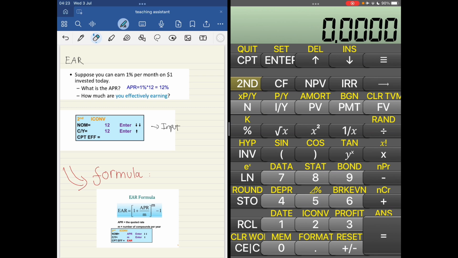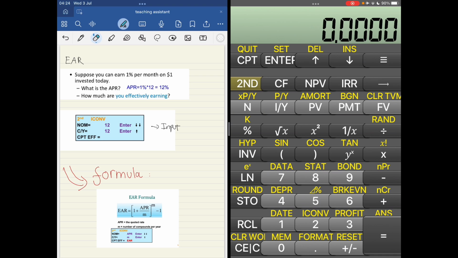For EAR, the formula is 1 plus APR divided by m, to the power of m, minus 1. M is the number of compounds per year, and APR is the quoted rate. As you can see, the formula is very complex and it's hard to remember. So I believe it's better for us to know how to calculate the EAR by using the calculator. I also recommend you guys to buy your own calculator in order to achieve the highest score possible during the midterm exam.